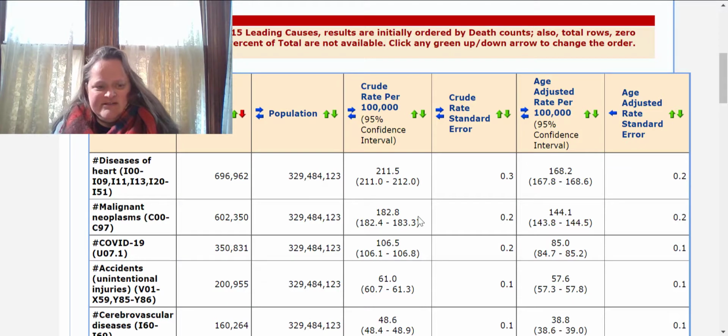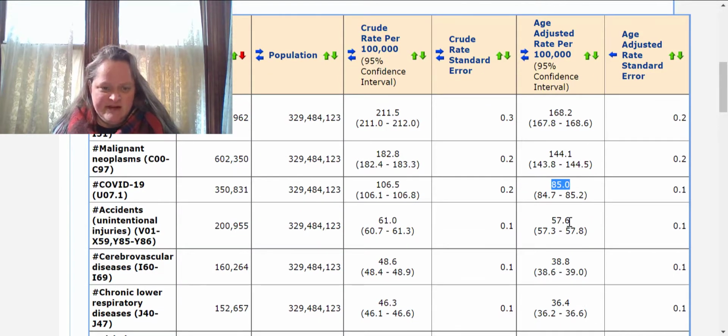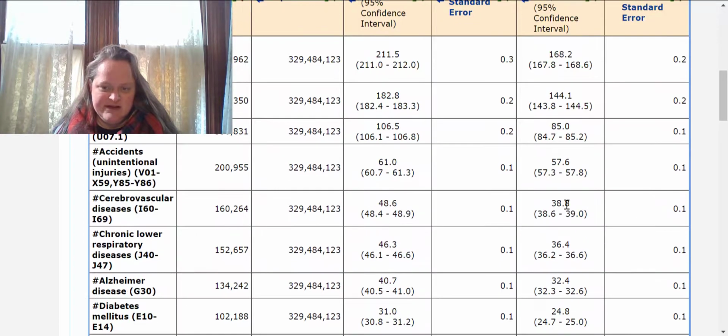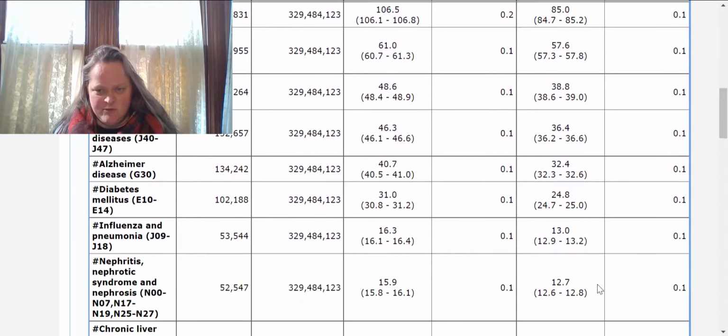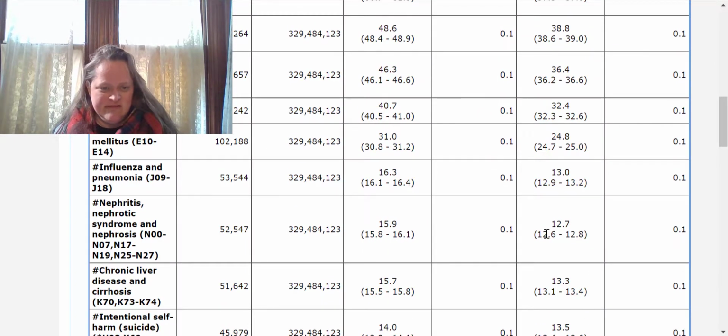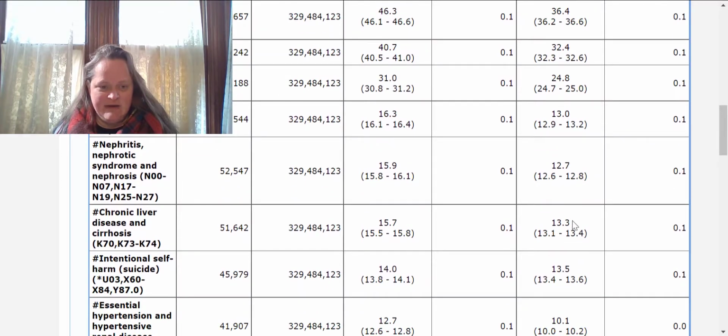Now, heart disease is still highest and then cancer. We see COVID is at 85. Okay. Then let's take a look. Accidents at 57.6. It's still in the order that we're seeing. So it's not too different. I'm just taking a look now. Here we go. Chronic liver disease. We see that if we ranked this by age-adjusted death rate, liver disease would be above flu and kidney disease.